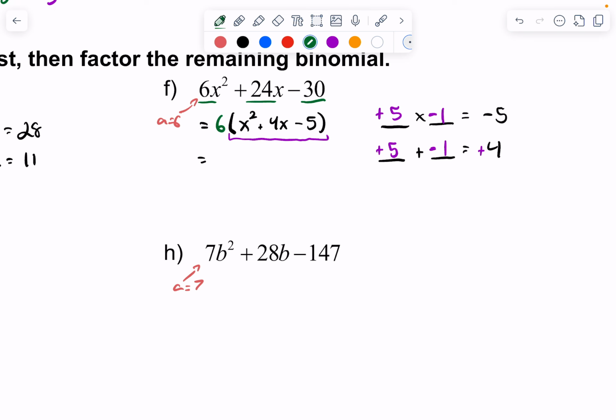And there we go. Just write it out because, again, this is a value of 1 now. It is a simple trinomial, so it's x plus 5, x minus 1. And that is factored form.